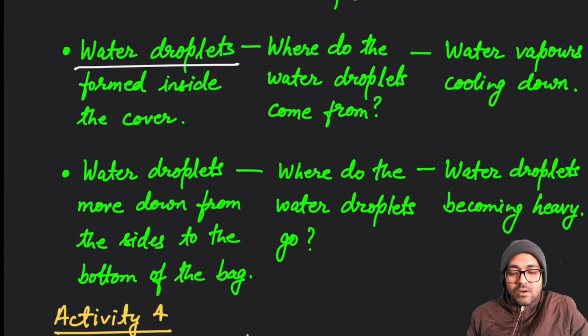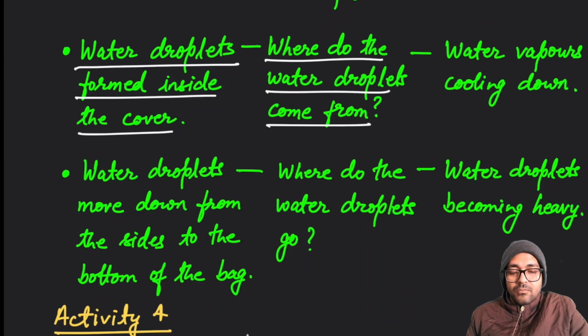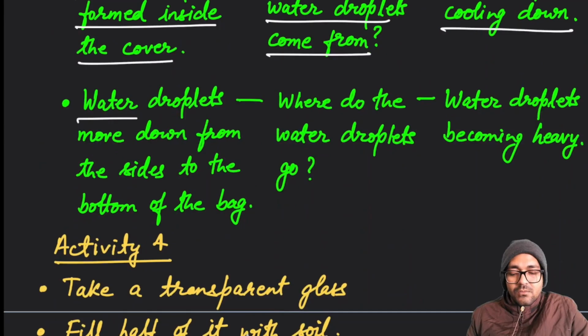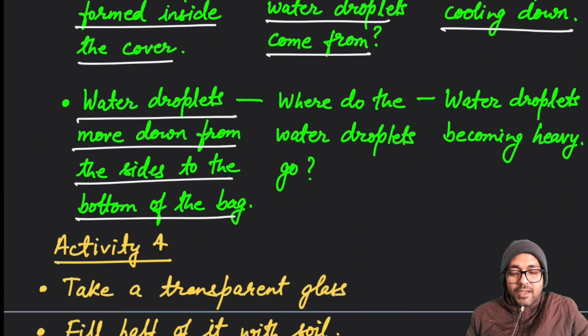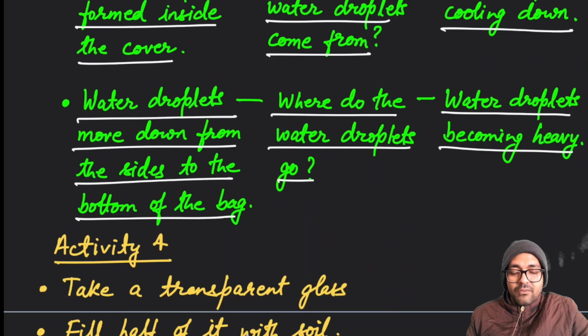I observe water droplets form inside the cover. I wonder, where do the water droplets come from? It is because of water vapors cooling down. I observe water droplets move down from the sides to the bottom of the bag. I wonder, where do the water droplets go? It is because of water droplets becoming heavy.